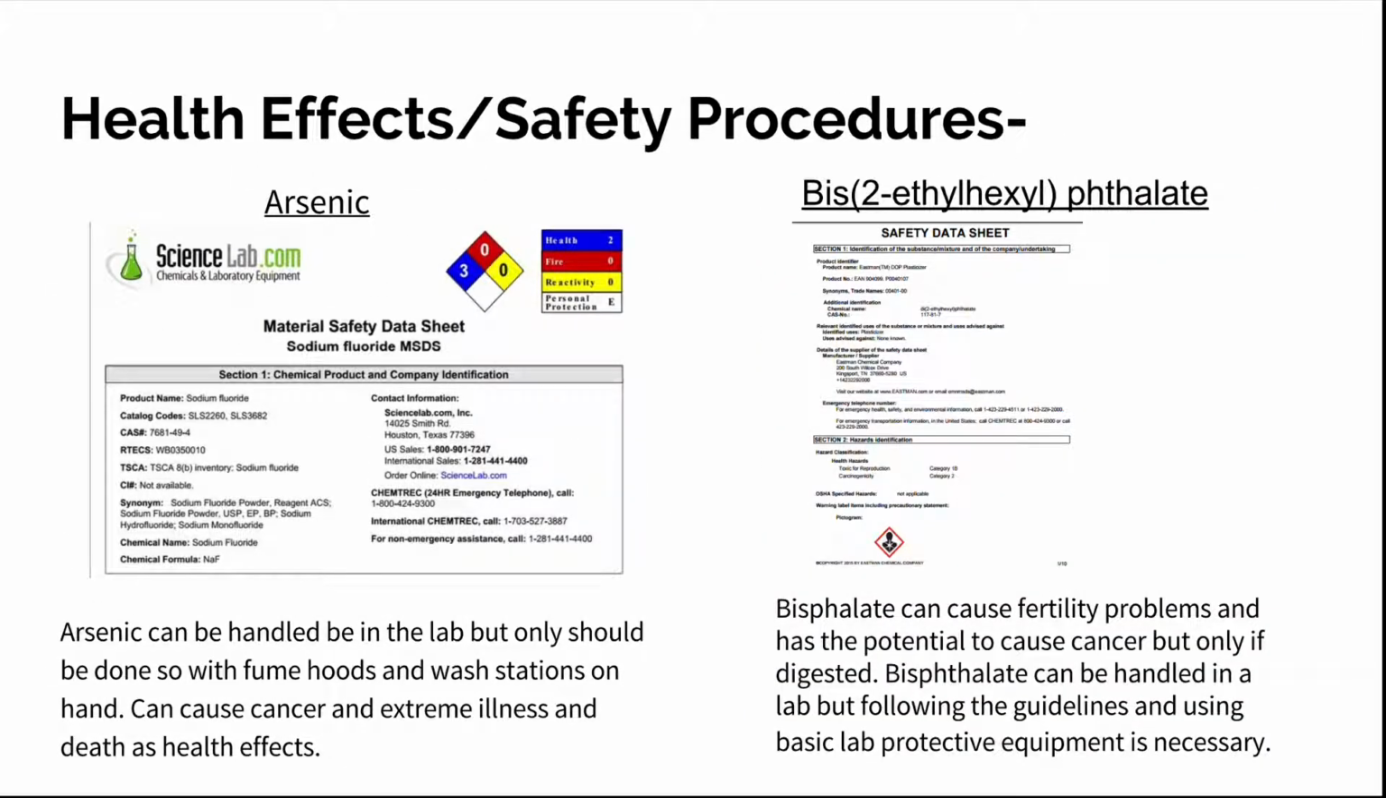Arsenic has many health effects and safety procedures since it is a poison. It can be handled in a lab, but only with utmost precaution with fume hoods and wash stations nearby. Without those, it can cause cancer, extreme illness, and even death with higher amounts. Bisphenol can cause fertility problems and has a potential to cause cancer, but only digestive doses of it can be fatal or poisonous. Bisphenol can be handled in a lab, and only basic lab protective equipment is necessary.